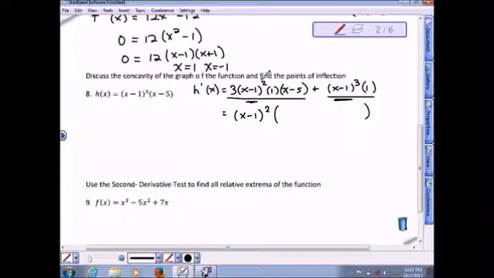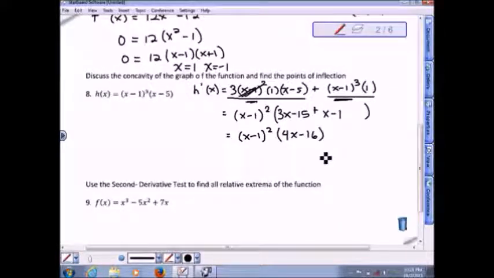So if x minus 1 is factored out from this part of the first derivative, what that leaves is 3 times quantity x minus 5, which becomes 3x minus 15. Now, from this part, if we factor out x minus 1 squared, that just leaves an x minus 1. Simplifying a little bit inside of there gives us 4x minus 16. That's the first derivative.